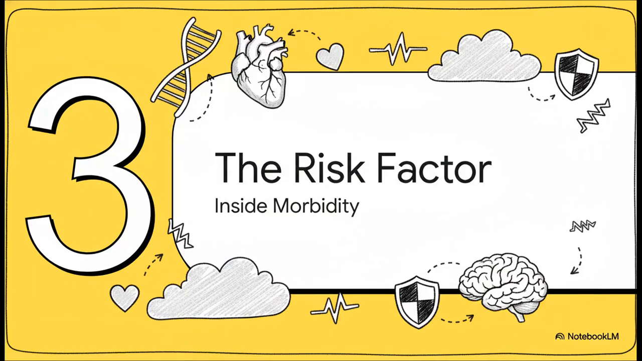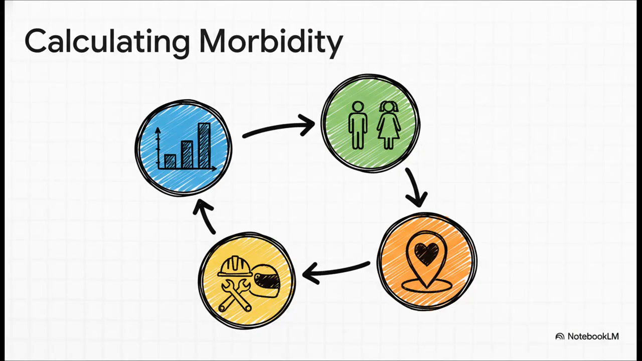Okay, so let's circle back to that first and honestly most important piece of the puzzle, morbidity. How in the world do insurers actually calculate this core risk factor? Well, they look at a few key things. They crunch tons of historical claims data, they look at your age and sex, and even your job. I mean, a roofer probably has a higher risk profile than a librarian, right?